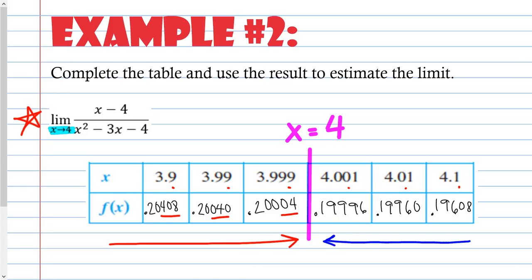let's see, the first two numbers are the same, so these numbers appear to be increasing. On the left we were decreasing, on the right we're increasing, but again, the number that both sides seem to be approaching is 0.200. So my limit is going to be 0.200, or 1/5.